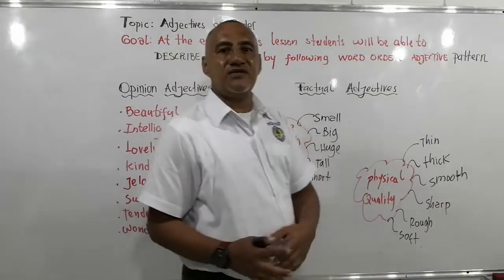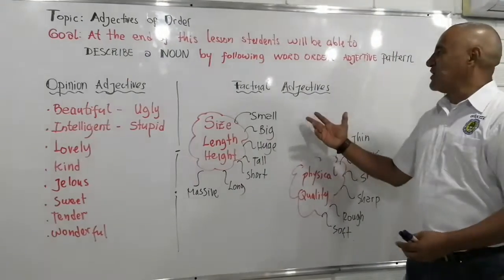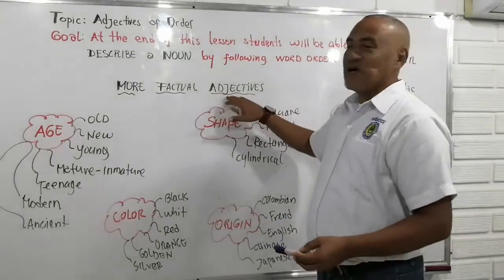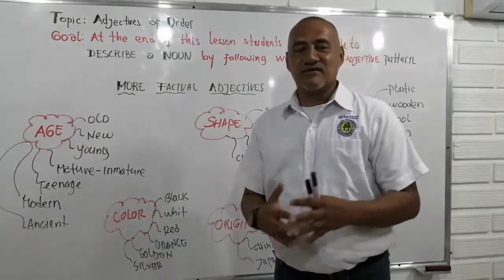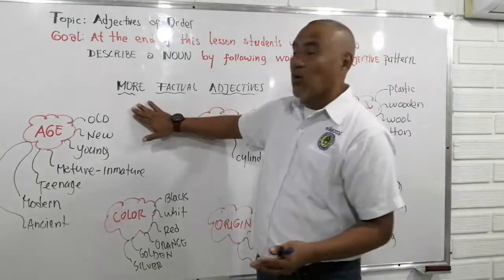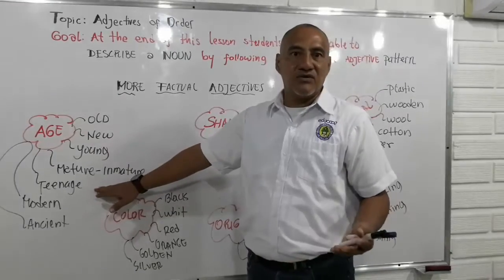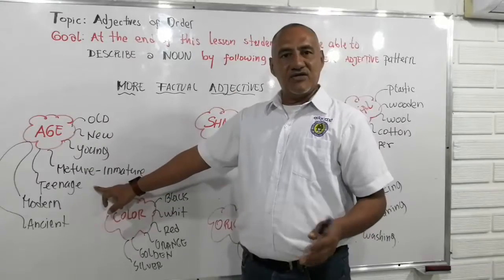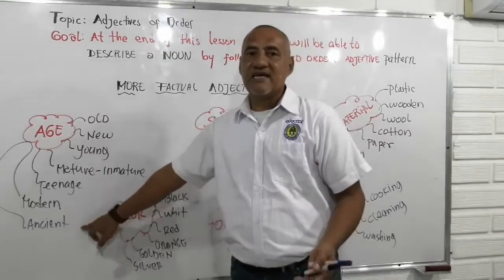Okay, now I am going to give you another group of factual adjectives. Stay tuned, don't go. Then look at this group, age: los adjetivos que utilizamos para describir la edad. All right, we have old, new, young, joven, mature, maduro, immature, which is the opposite, teenage, adolescencia, modern, moderno, and the opposite, which is ancient.